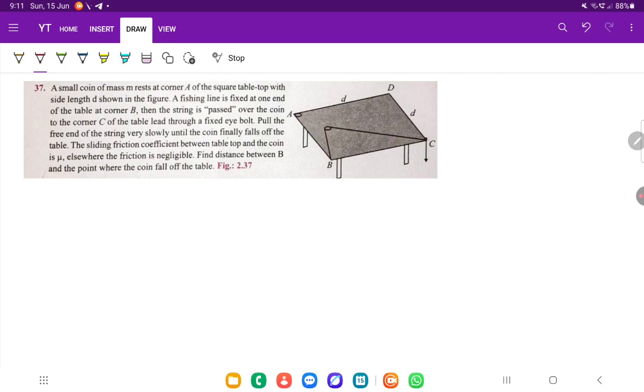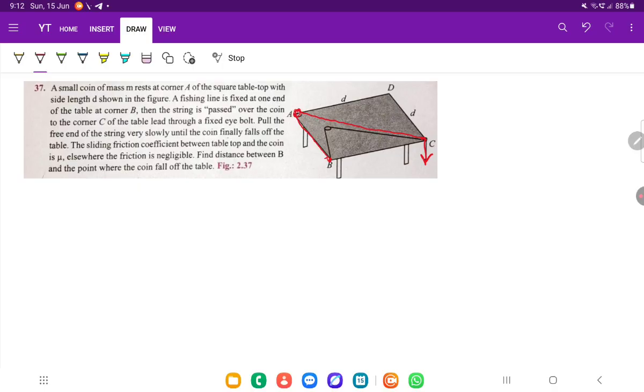So let me first explain the question in brief. What they are telling is there is a tabletop ABCD, as you can clearly see, and all the points are fixed obviously. A coin of mass small m was initially at point A, and we have fixed a rope something like this, from B touching A and then finally going to C, and we are pulling out this rope at the corner C. So obviously the coin will come out from corner A.